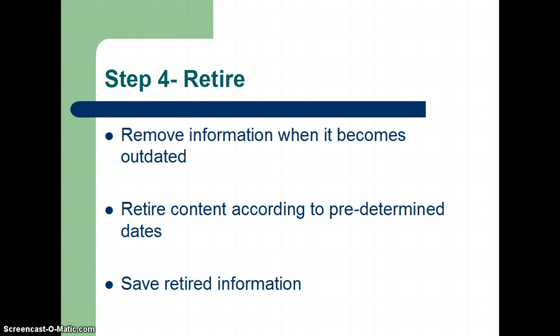The fourth and final step is retiring the content. It is important to make sure that you are always aware of when content becomes outdated, and at this point it should be retired. When you are in the planning process, you should predetermine when you are going to retire information. For certain purposes, it might be important to save this retired information so that you can refer back to it if needed in the future.